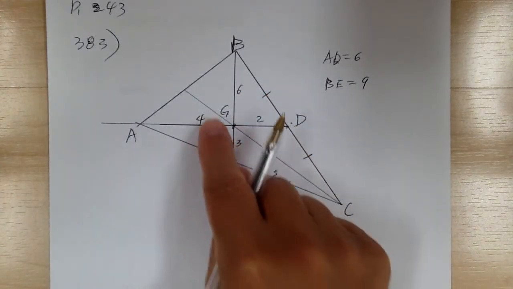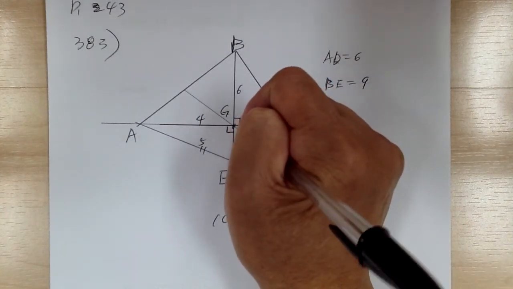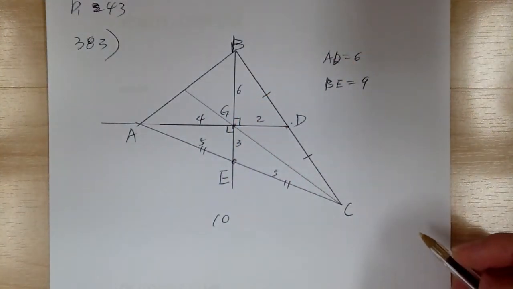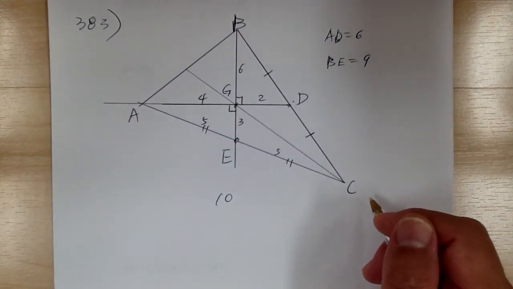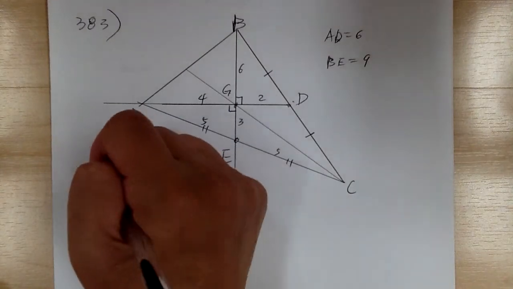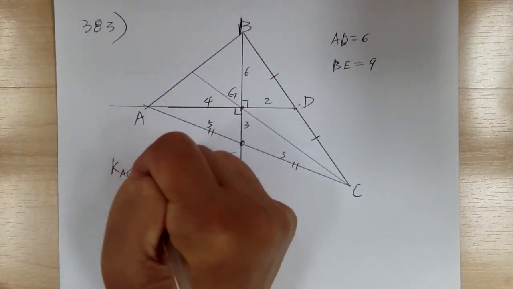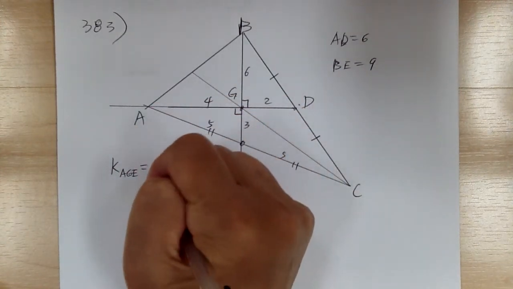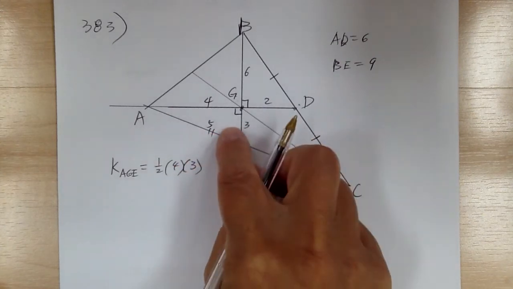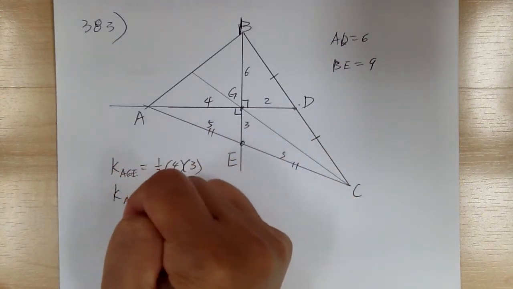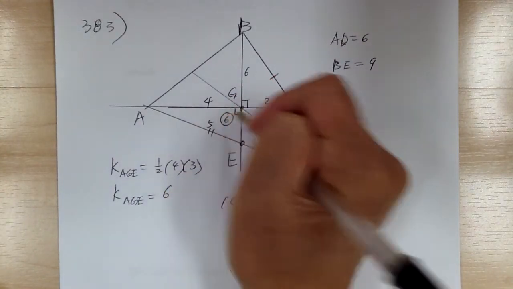Now if you have 3, 4, 5, then this is a right angle. And vertical angles are congruent, so this would be a right triangle. Let's go and figure out the areas. Let's do AGE. This triangle is easy, it's 1/2 base times height. So the area of AGE equals 6. I'm going to put 6 in here and circle that.